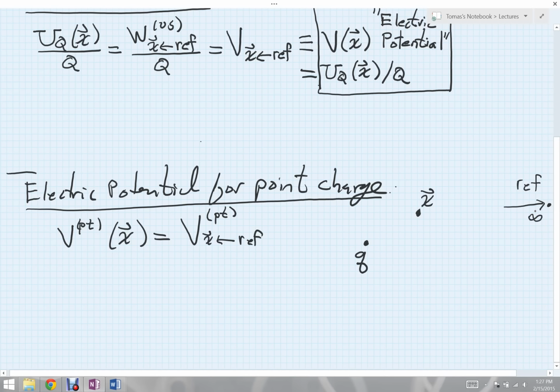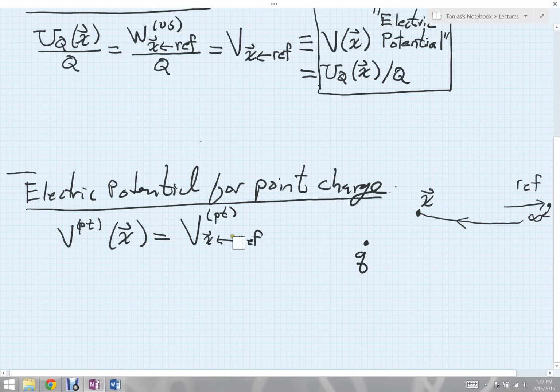So our job in calculating the electric potential at location X is to compute the voltage due to this point charge when I take an object from this infinite distance very far away and carry it through from infinity across some path that finally brings me to the location X.